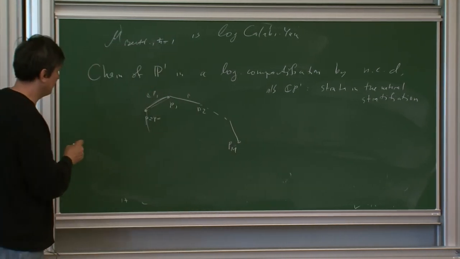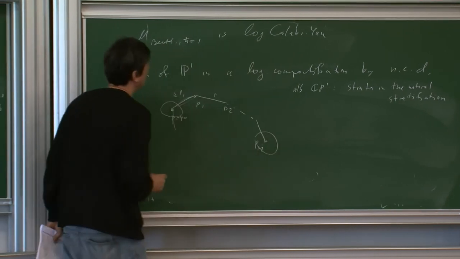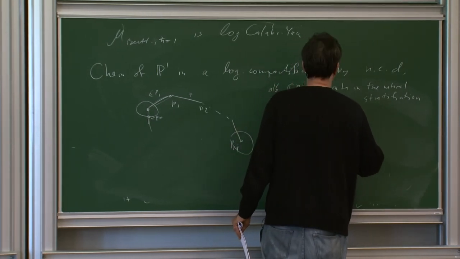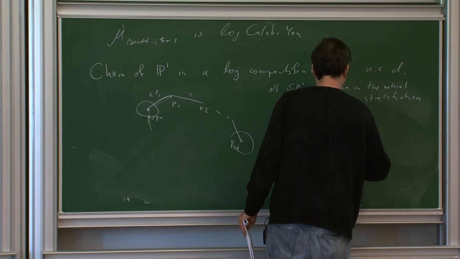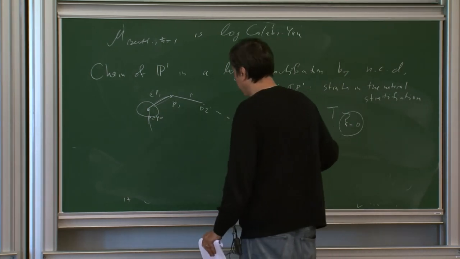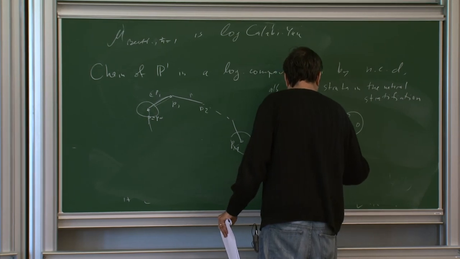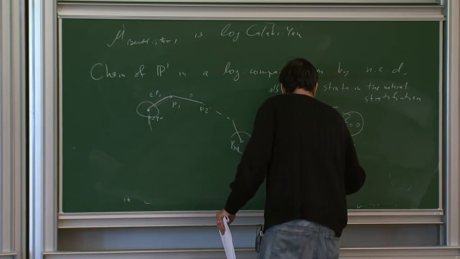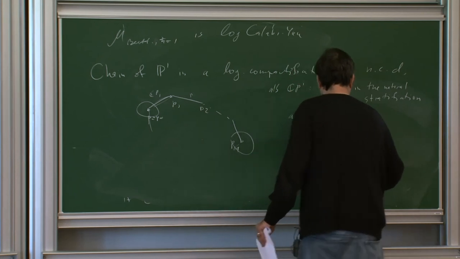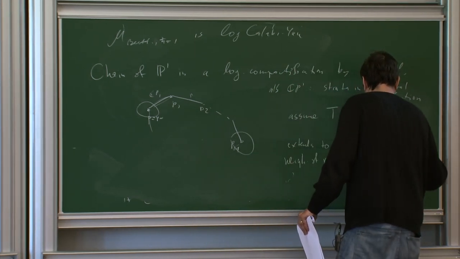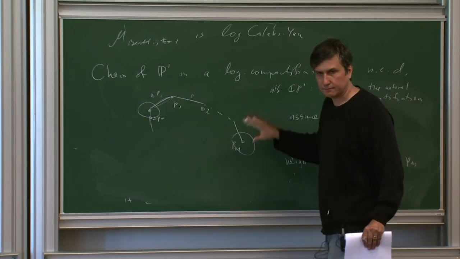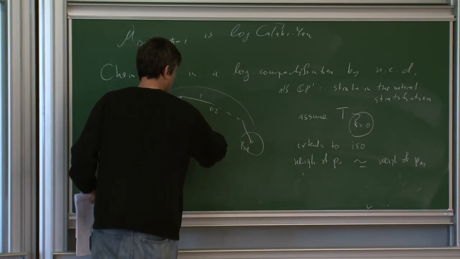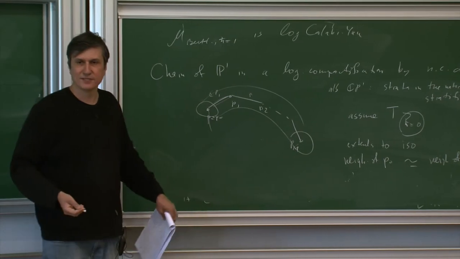Suppose I have a chain of CP1s, and assume that T around h equal to zero, which defines an open part of my variety, extends to identification of a neighborhood of fp zero and a neighborhood of a finite point. So I get a variety with an automorphism. And then what you can do is consider a neighborhood of the whole chain and glue the ends by the automorphism.